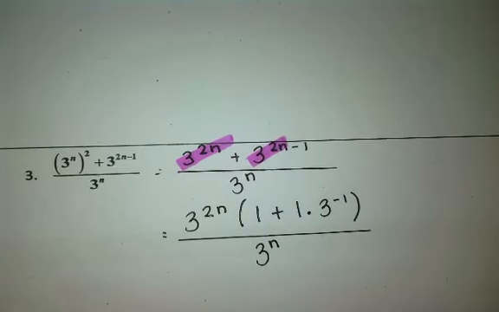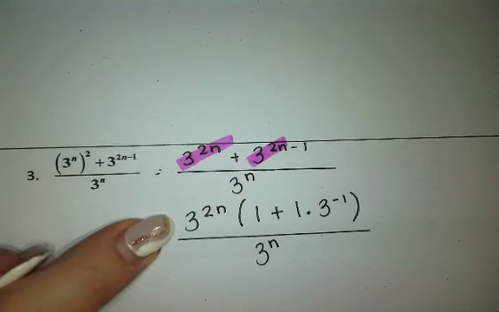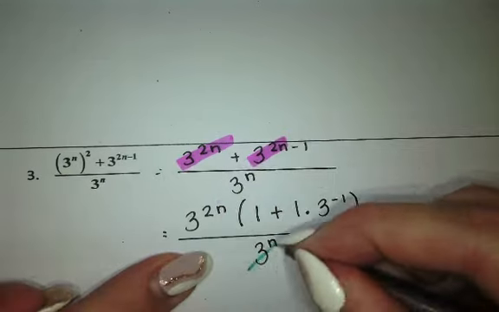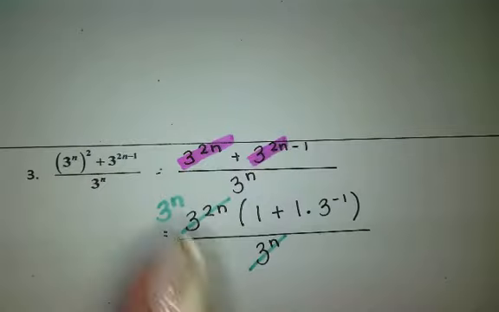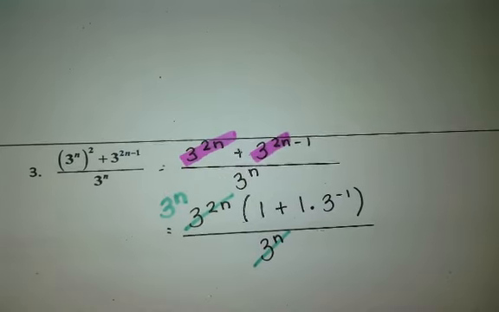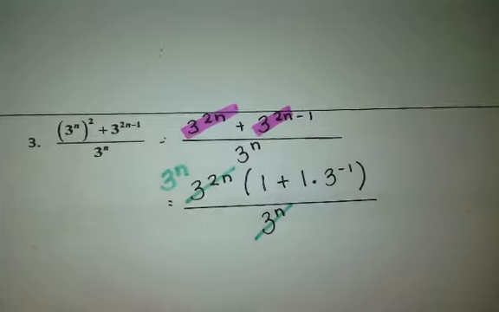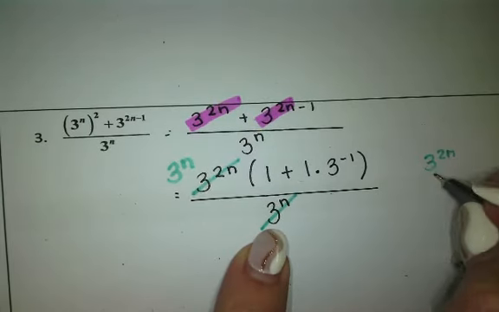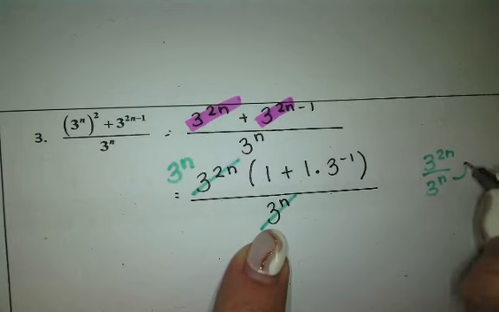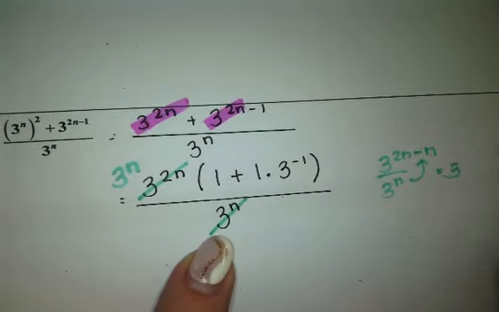What can cancel? 3 to the power of 2n and only 3 to the power of n. How many 3 to the power of n are we going to have left? 1, right? Because there's 3 to the power of 2n and only 1 n here. So that can cancel, but we're going to have 3 to the power of n left here. It's the same as saying 3 to the power of 2n divided by 3 to the power of n. If you bring this one up to the top, it becomes a negative, and you're left with 3 to the power of n.